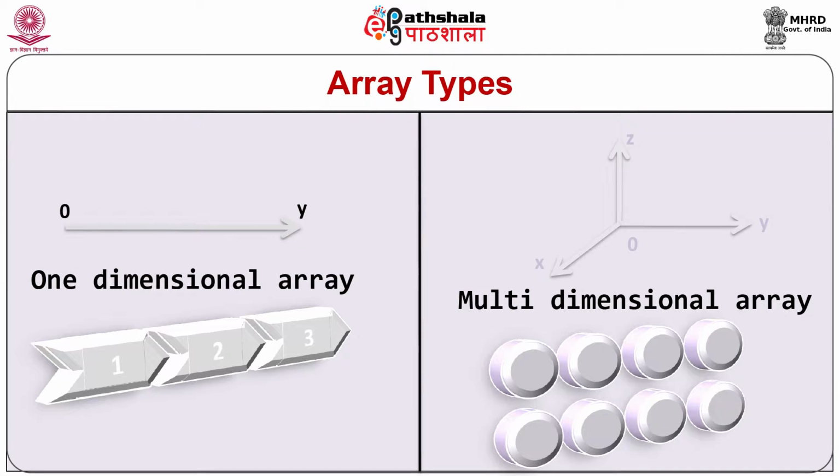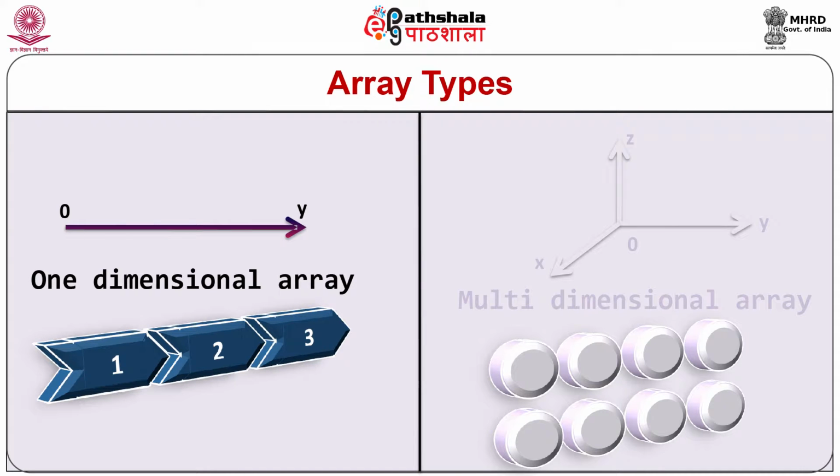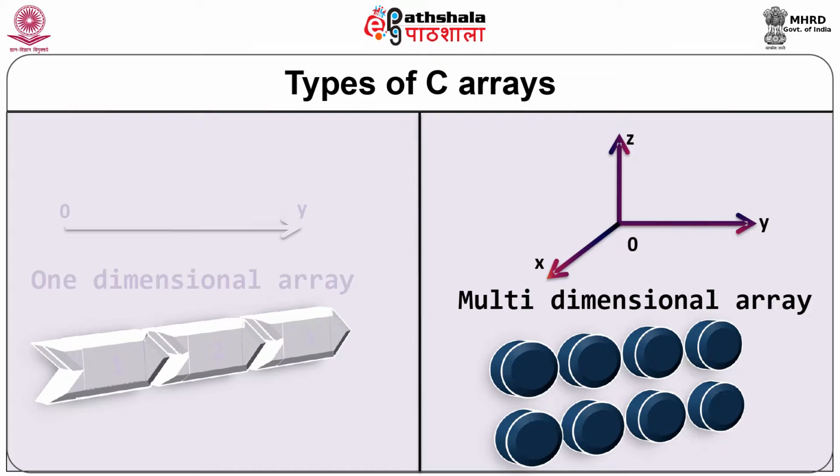Types of array. The arrays are classified as single dimensional array and multi-dimensional array. In one dimensional array, the array elements are stored or entered in a row. This is a single dimensional array diagram. In this single dimensional array, you can see elements are stored in a row. Therefore, we are considering 0 to y for one dimensional array. Whereas in multi-dimensional array, the elements are entered or stored in terms of rows and columns. In this picture, you can see 3 dimensions shown like x, y and z.